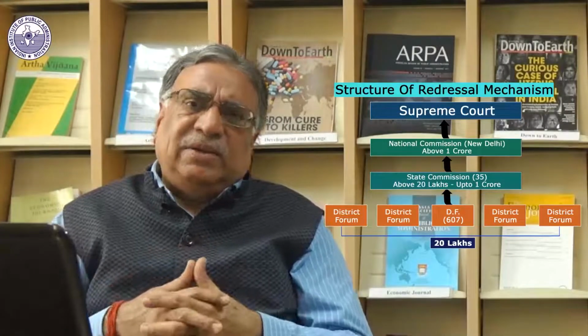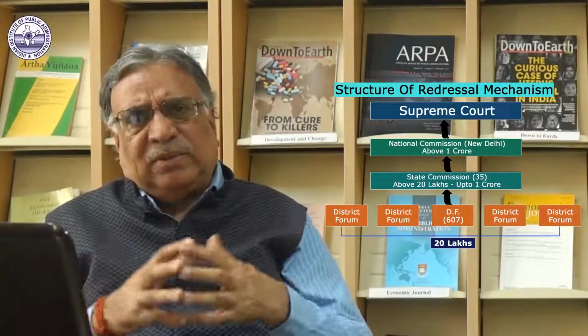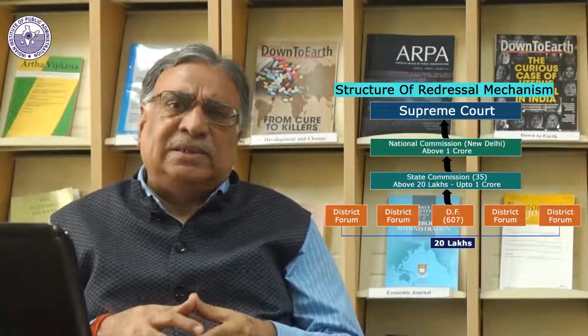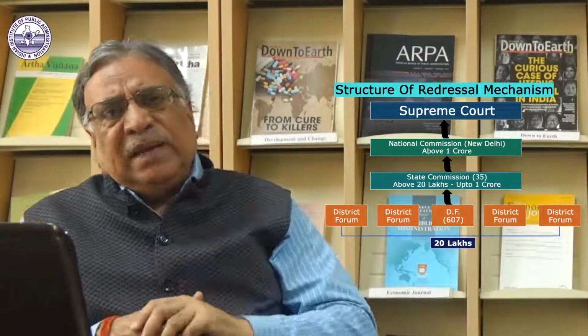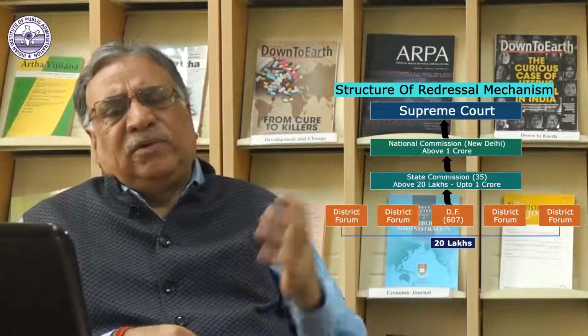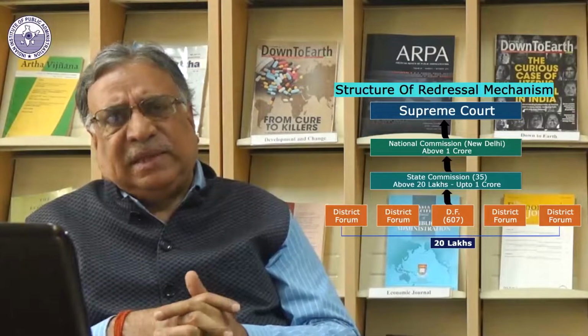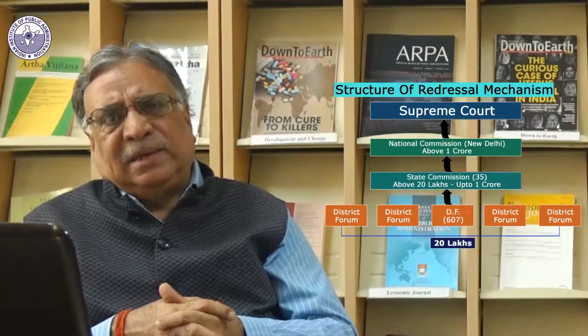At the district level, if the value of the product and compensation that you are asking for is less than 20 lakhs, you have to file in the district forum. If it is more than 20 lakhs and less than 1 crore, you have to file in the state commission, which is normally in the state capitals. And if it is more than 1 crore, you come to the national commission.